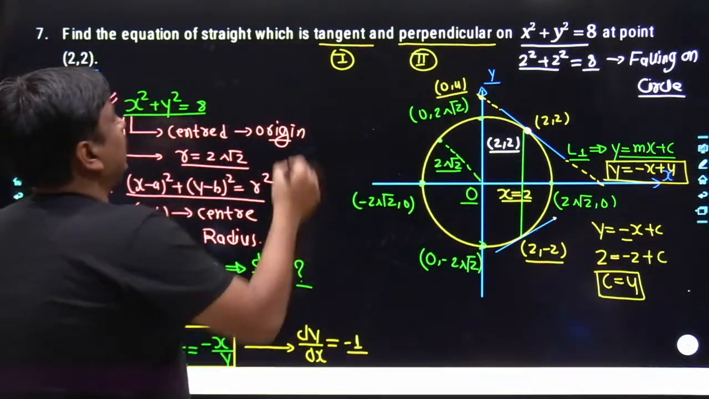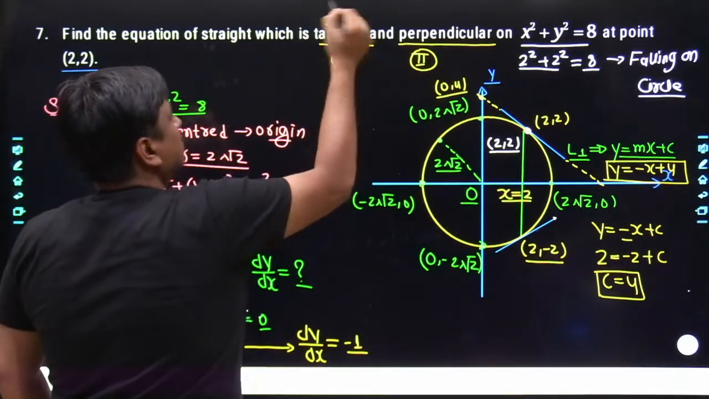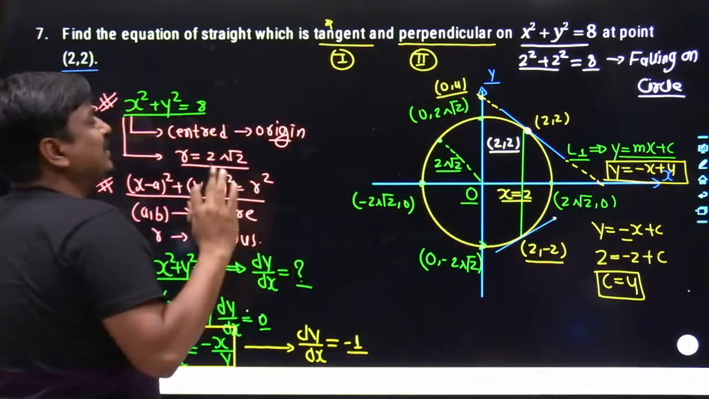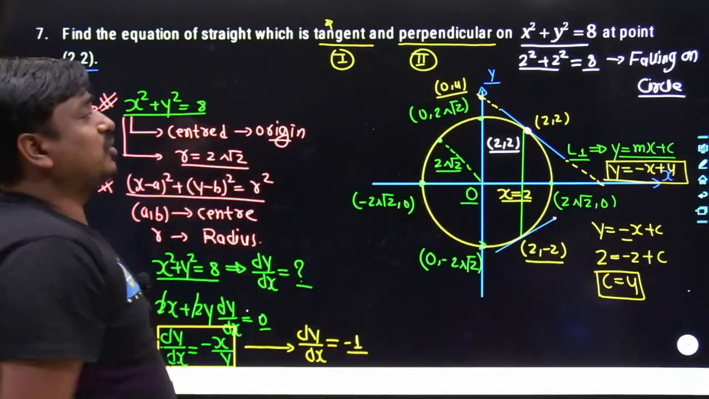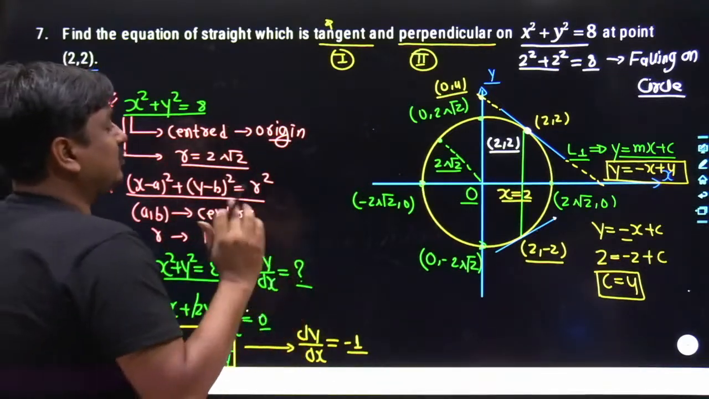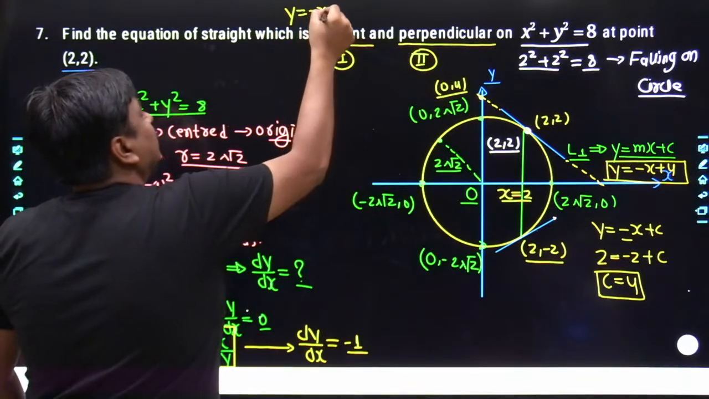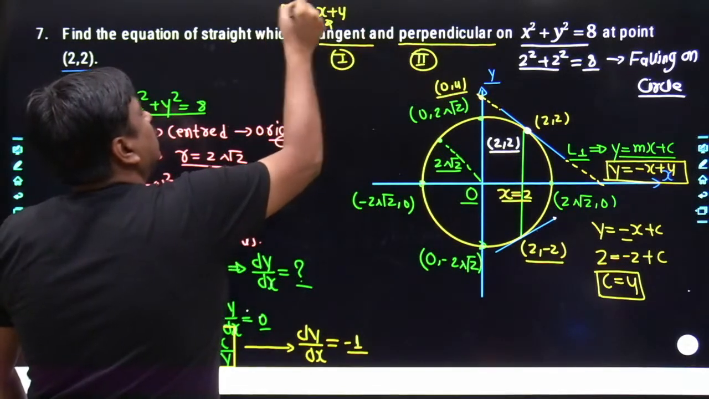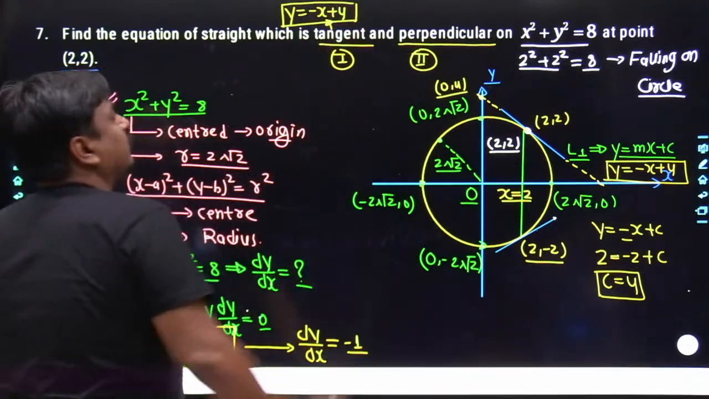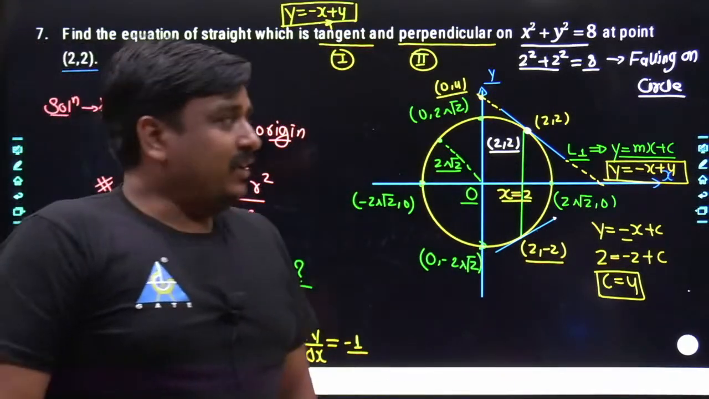So probably the answer for the first question must be clear to all of us. The straight line which is the tangent over the circle x square plus y square equals 8 at the point (2, 2) is precisely y equals minus x plus 4. This answer is clearly known to all of us. Now the next question goes over here.